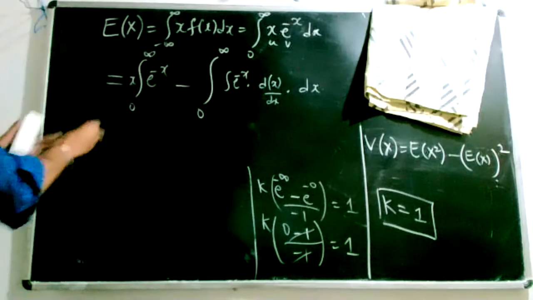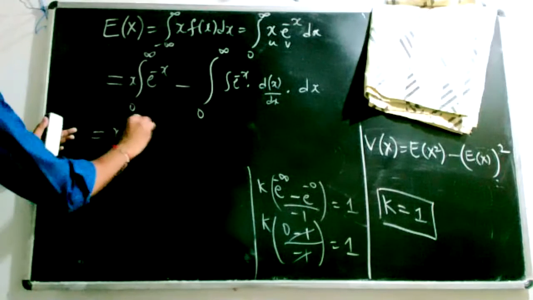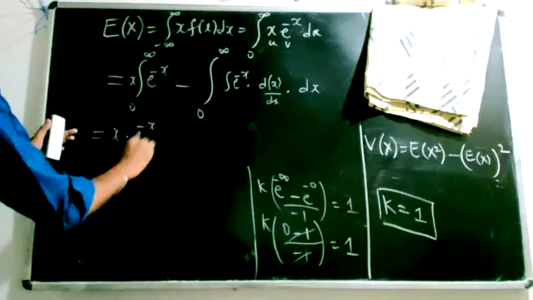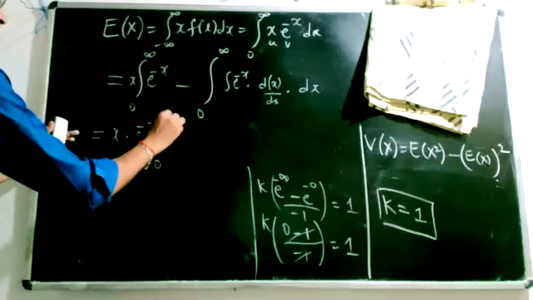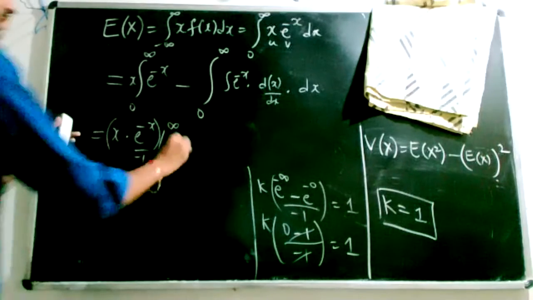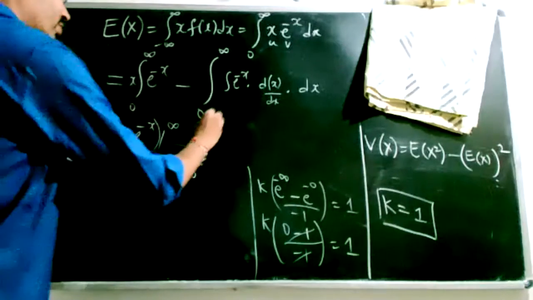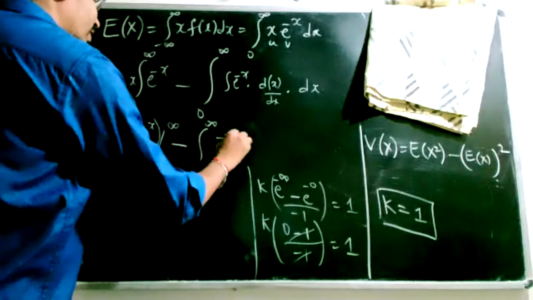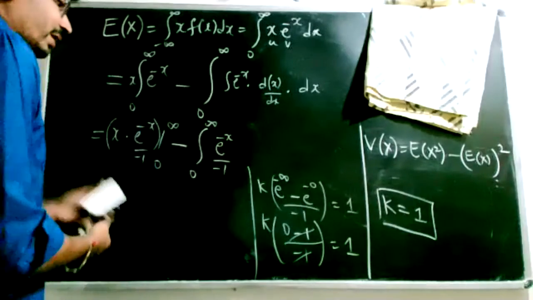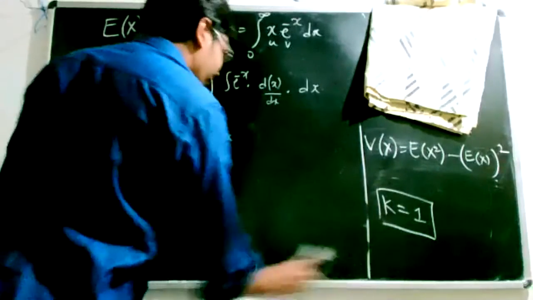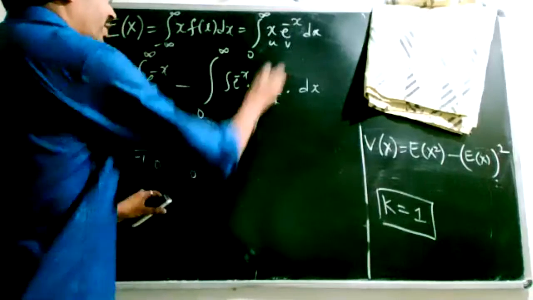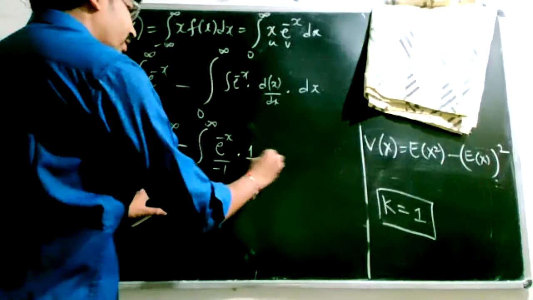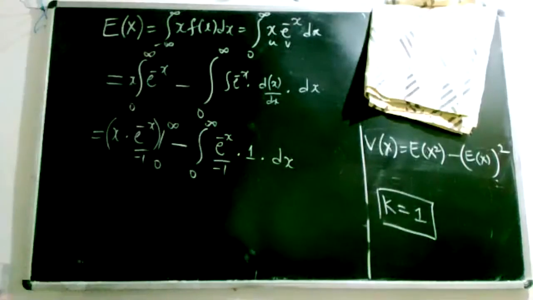So when I integrate the first integration here, I get e power minus x by minus 1, 0 to infinity minus integration 0 to infinity, integration of e power minus x is e power minus x by minus 1 into derivative of u, which is 1 into dx.